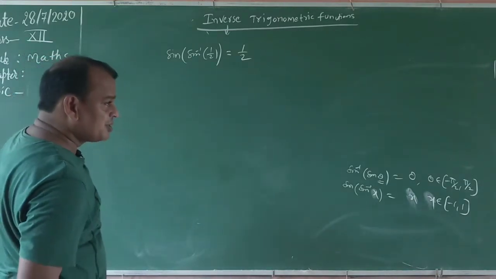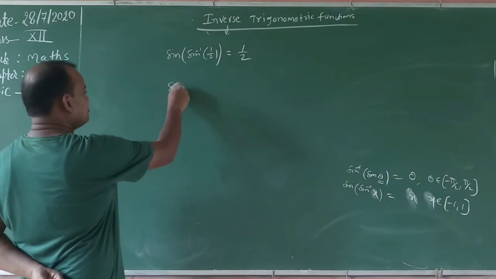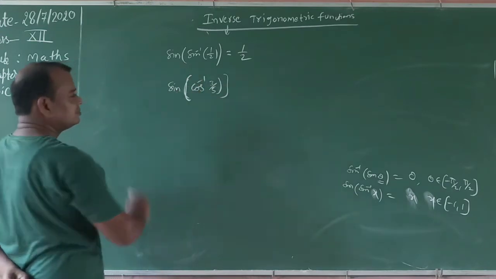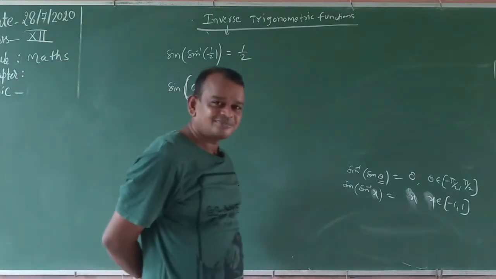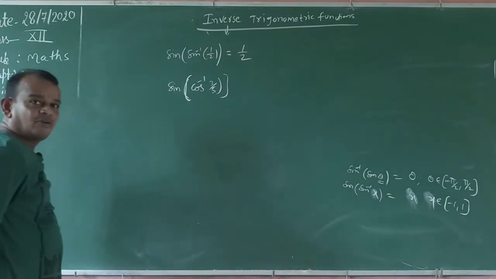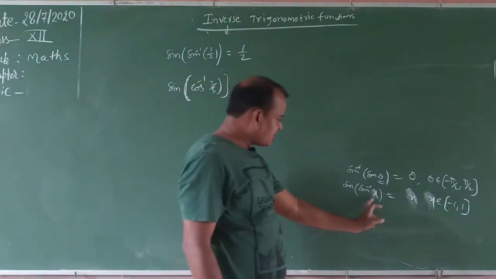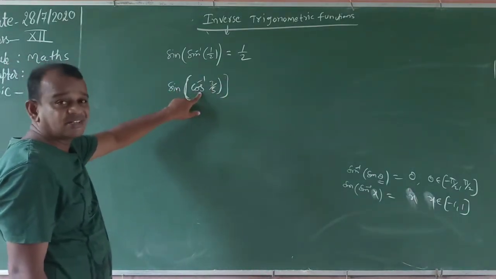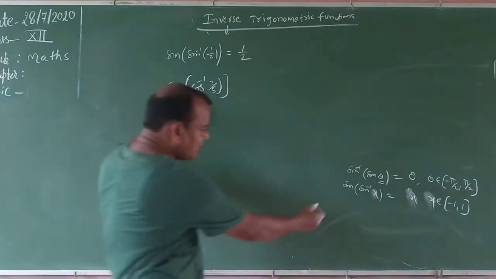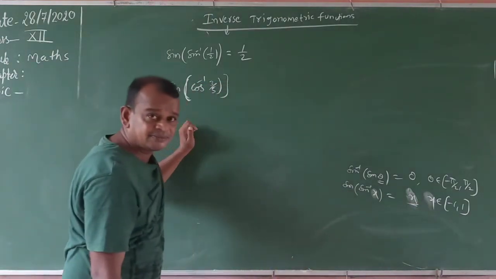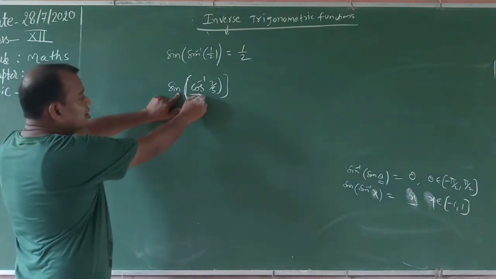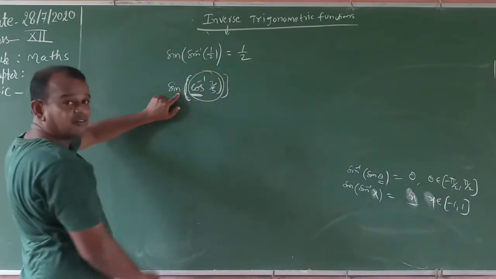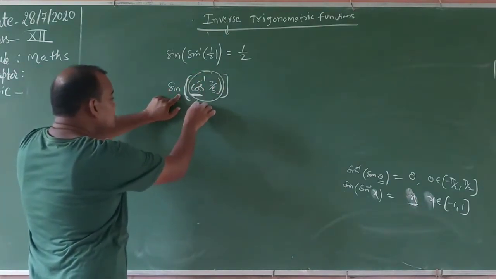For some problems, clearly observe that. Suppose sine of cos inverse of 3 by 5 is given. This type of question. What is the formula actually? Sine of sine inverse x is equal to x. But here sine is there and here cos inverse is there. Just think: sine of sine inverse of x is equal to how much? x. But here sine is there, and cos inverse is there. This means the cos inverse function will be changed into the sine inverse.